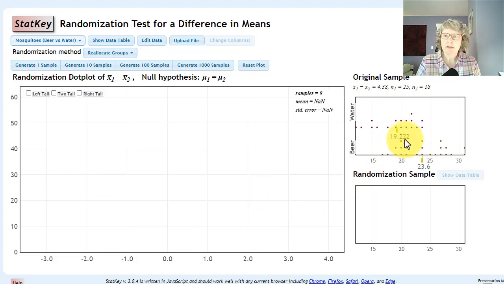Okay, so let me explain what this is. So on our notes, we had a list of numbers for each group, right? Each one of those is a little dot. You can see water, the lowest is 12, 13, 15, 16, etc. And we have the sample mean. Whoops, when I hover over it, it disappears. We have the sample mean right there, 19.222 mosquitoes, right? And that's the top part of the graph.